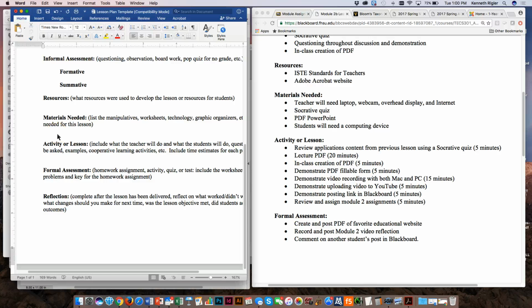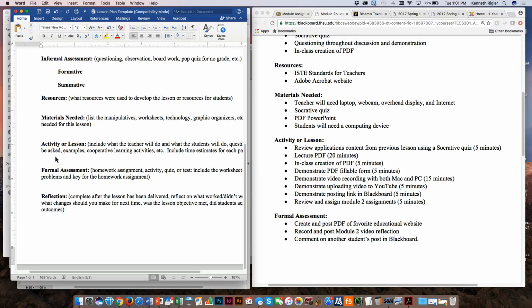Next section, materials needed. What are you going to need to teach this class? To teach these for 45 minutes. Are you going to need scissors for all students? Are you going to need crayons? Are you going to need iPads for all students? So these are the resources that you're going to need, the materials that you need in order to teach this.